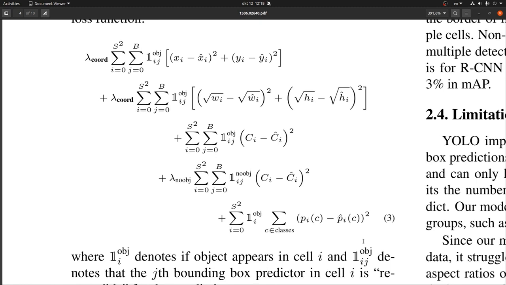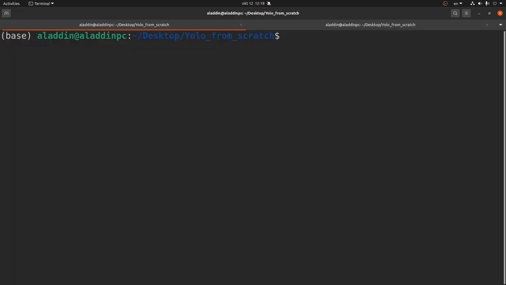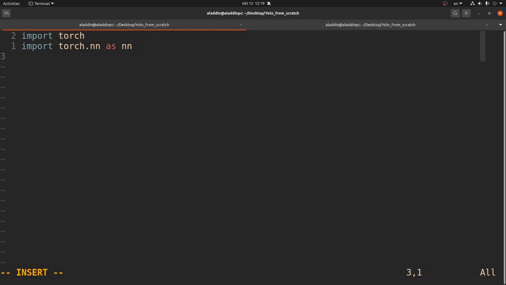All right, so let's now take this overview, this understanding of the loss function, and try to implement it in PyTorch. So we're first going to do vim loss.py. We're going to open up that file, and we're going to need import torch, import torch.nn as nn. We're also going to do from utils import intersection_over_union. We have implemented this, but I haven't put it in the utils file. So class YoloLoss, nn.Module.